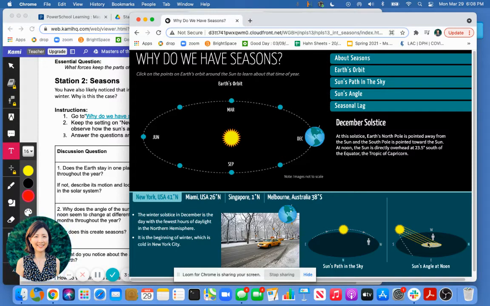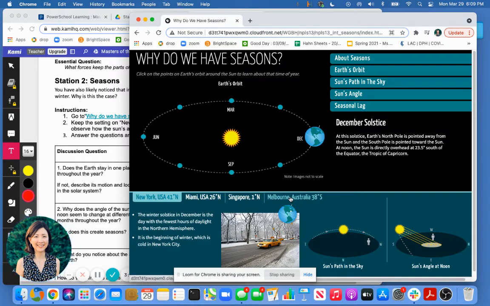less direct. And so we are going to experience winter, with fewer hours of daylight. Here's the path of the sun in the sky. It's not that we're farther away from the sun. We're actually closer in our orbit in December, but we're angled away. And so the sun's rays are not as direct, so we experience colder temperatures.